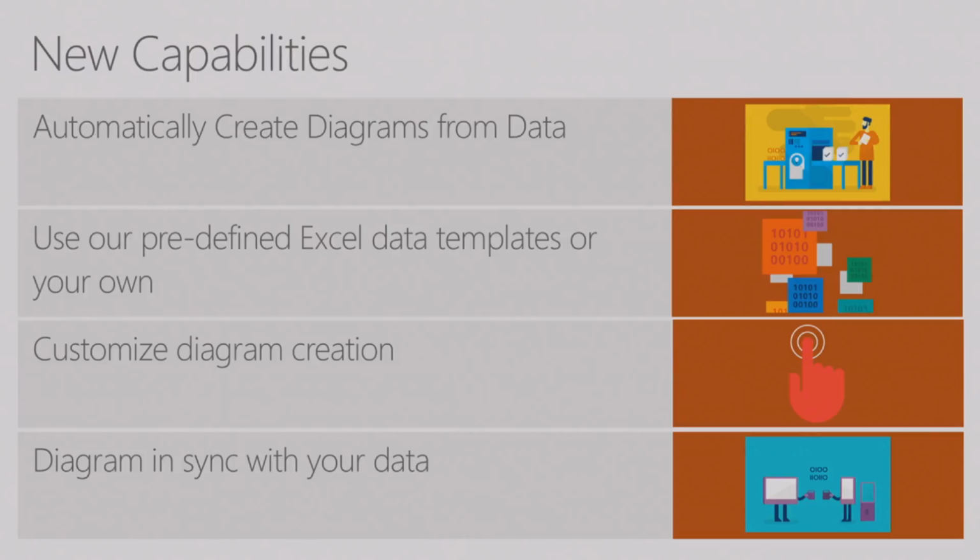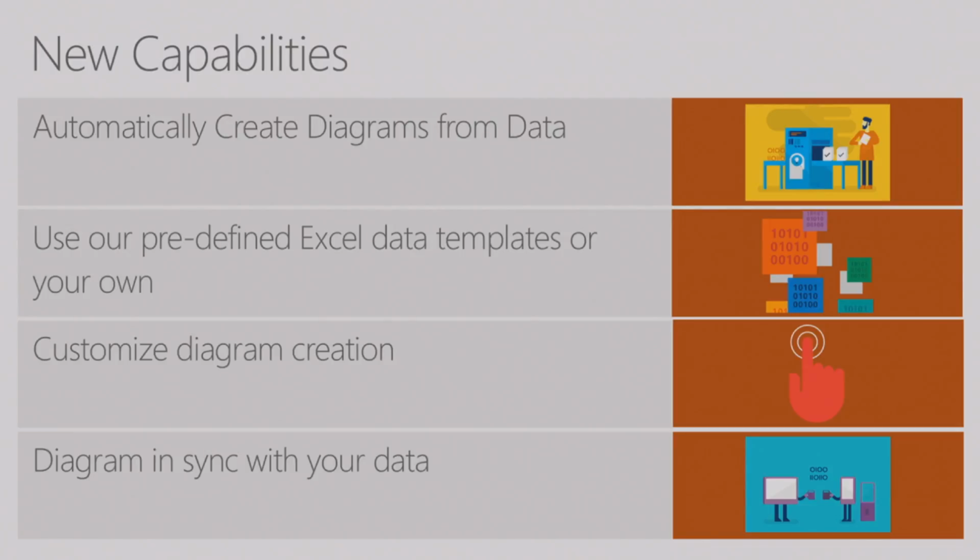The new capabilities are around how you can automatically create diagrams from data. And these are the immediate set of capabilities that we are going to release in the early part of next year. We are going to be enabling how you use your predefined Excel data template, or you bring in your own template and do the mapping to create the diagram based on that Excel schema where you represent the data. How you can customize the diagram creation in that process so as to make sure that you can create the diagram of your choice with the shape of your choice and with the layout of your choice, and get the desired effect without having to do the manual creation of diagrams over and over again.